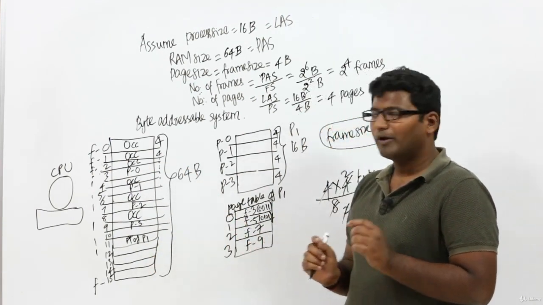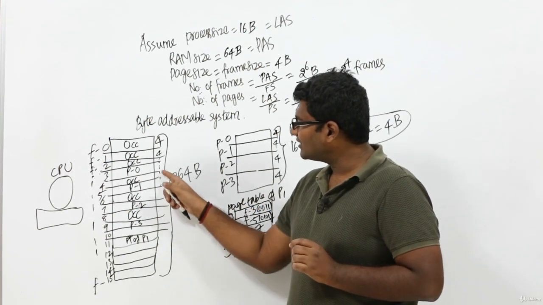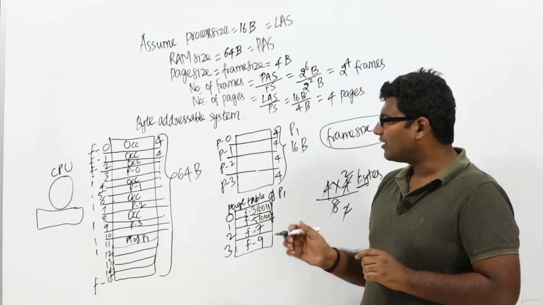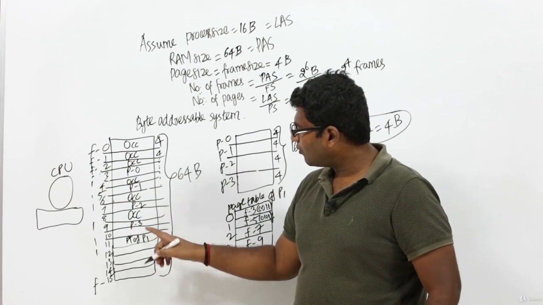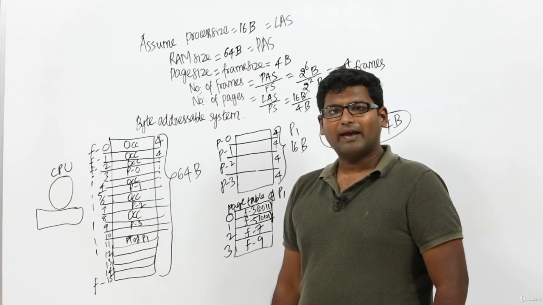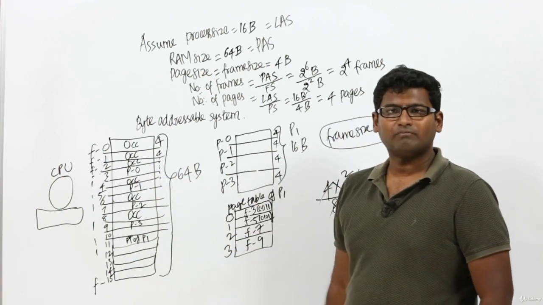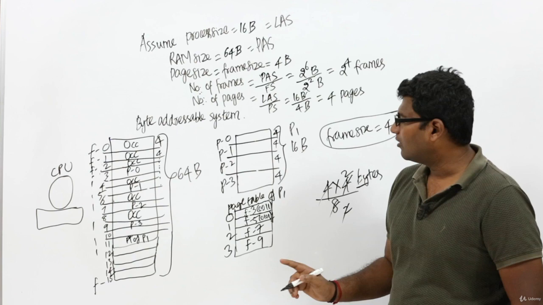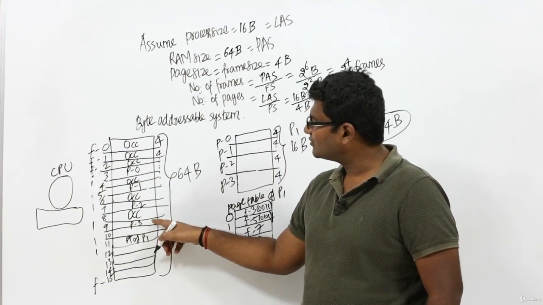And also now my question is, can we have internal fragmentation in the case of processes? This is a very interesting question. See, we have placed page 0 of P1, page 1 of P1, page 2 of P1, page 3 of P1. Can we have internal fragmentation over here? Yes, it is still possible, and it is possible only in this frame.